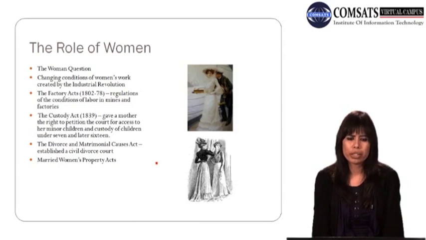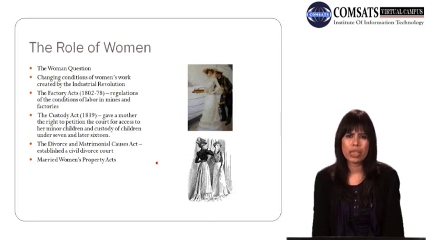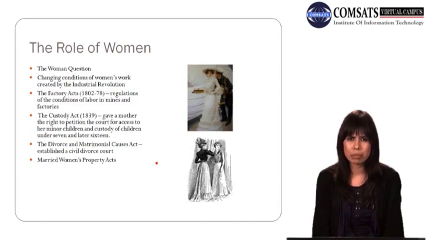Women became powerful during the Victorian era. Why? Because they got these rights to get any kind of work in the industry. They had the right to have their children, those who are very young, under 7 and later 16. They can keep them along. And one more thing, the Divorce and Matrimonial Causes Act established a civil divorce court as well. So women started getting rights in the later Victorian period.